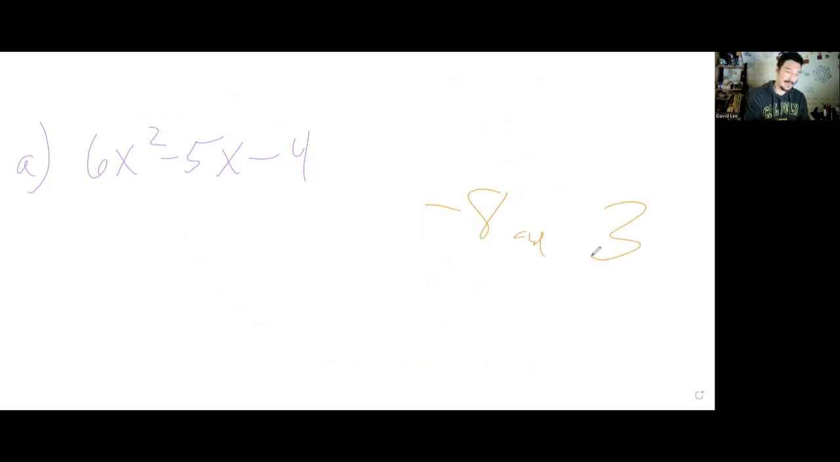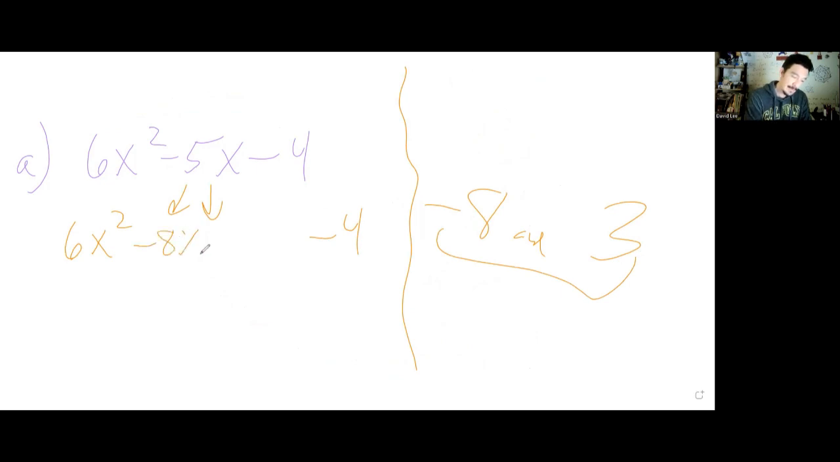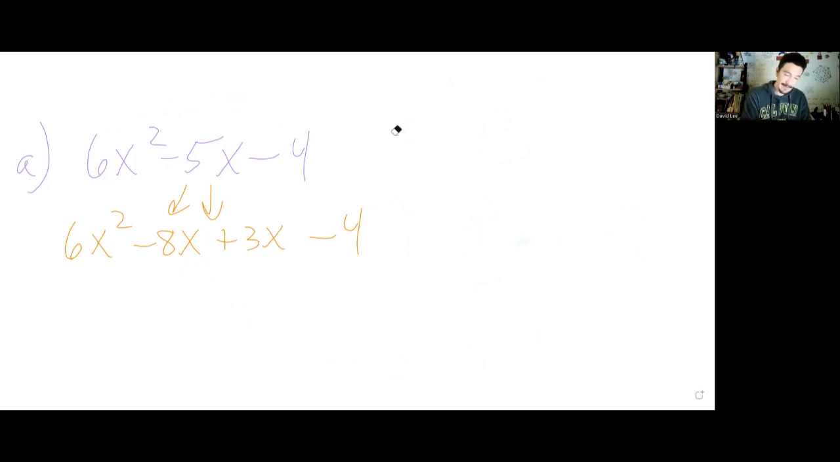So what you do is you go to the original and you go like this. 6x squared, negative 4 is there. But you take the negative 5 and you break it up with those 2 numbers. Watch. Negative 5x plus 3x. Copy that down while I erase some of this. Notice that we have not cheated. This here is still the original negative 5.